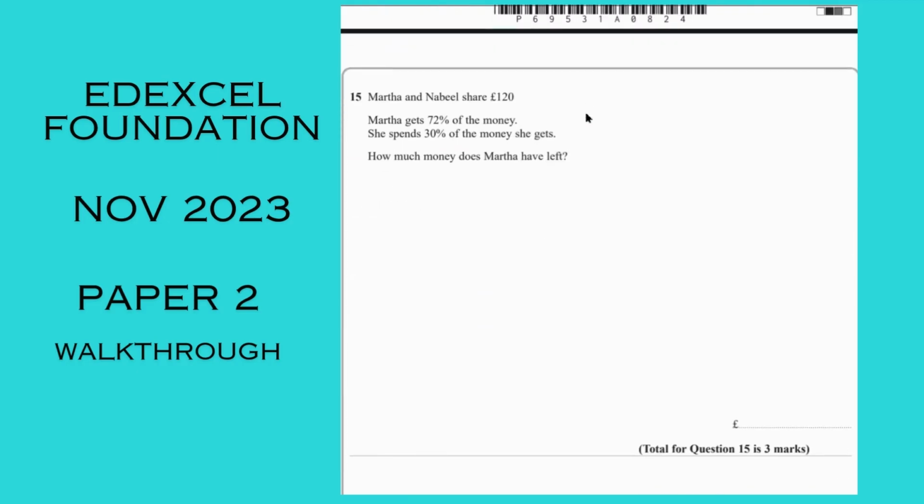Question 15. Martha and Nabil share £120. Not a lot we can do. Martha gets 72% of the money. Stop. 72%, of means times. So on your calculator, 72 divided by 100 times 120 gives me £86.40.